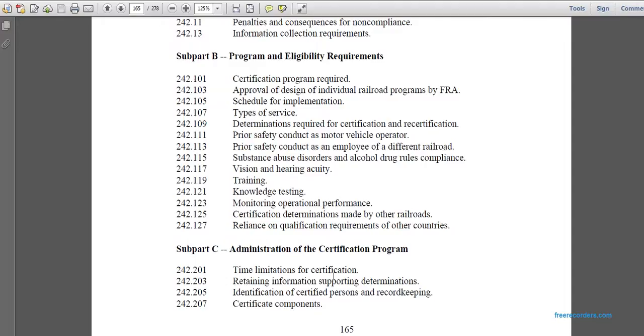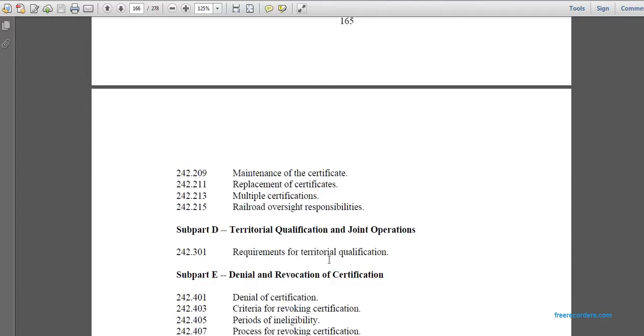242.201 Time limitations for certification. 242.203 Retaining information supporting determinations. 242.205 Identification of persons certified, recordkeeping. 242.207 Certification components. 242.209 Maintenance of the certificate. 242.211 Requirements for replacement of certificates. 242.213 Multiple certifications. 242.215 Railroad oversight responsibility.